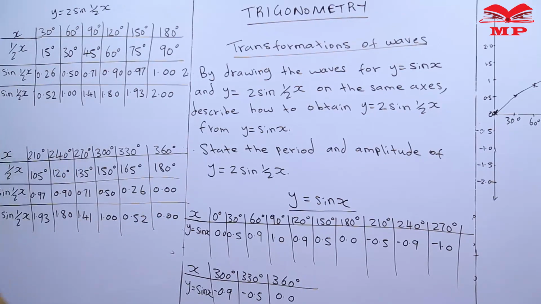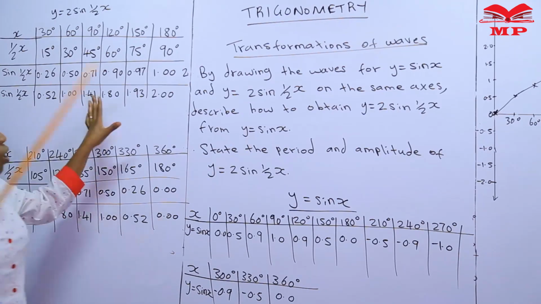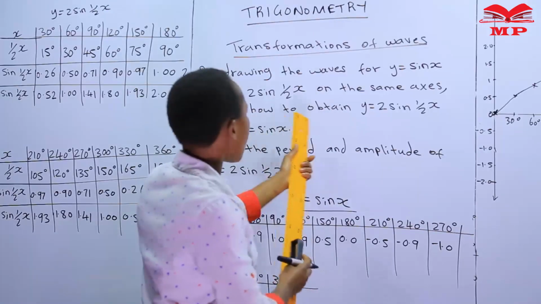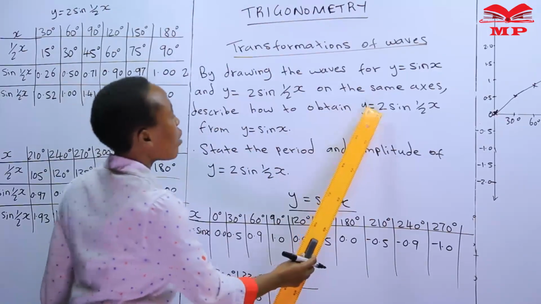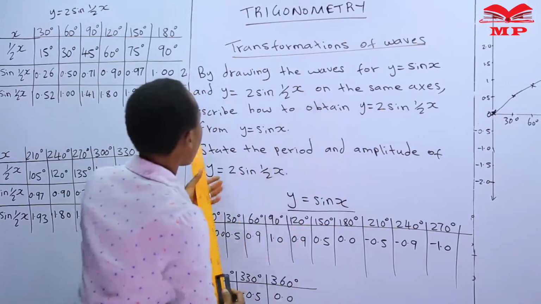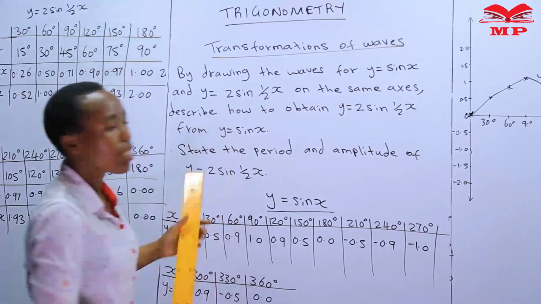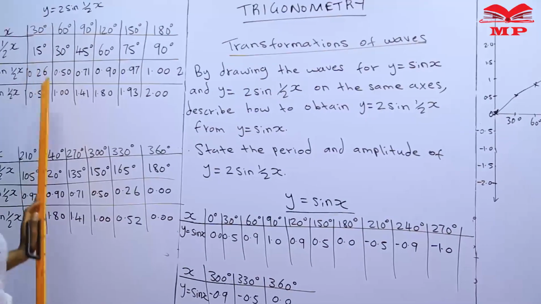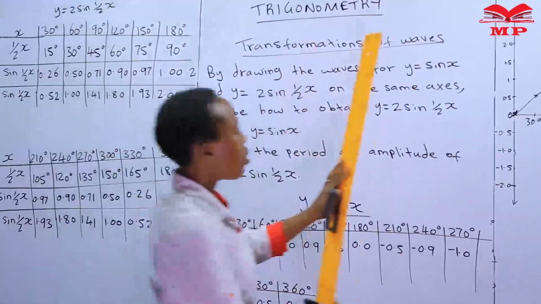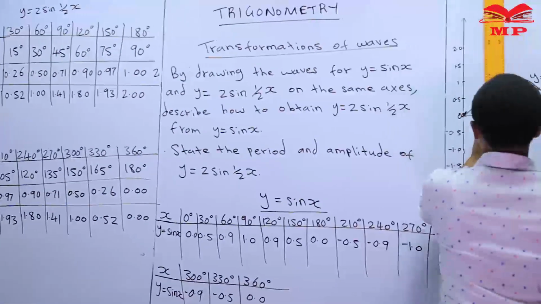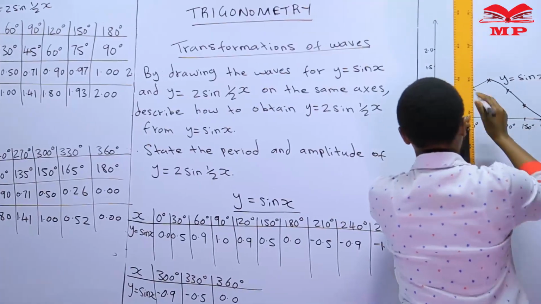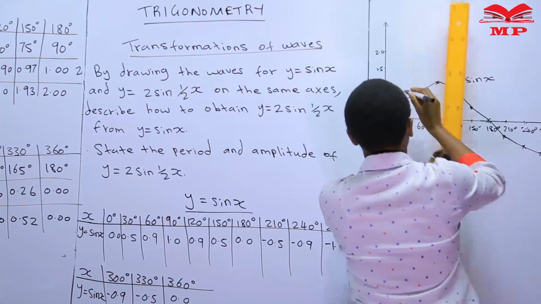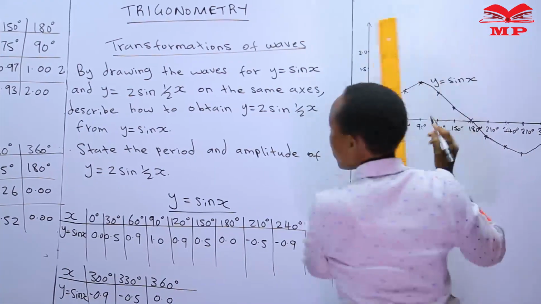With that, we need to plot the same on this same axis so that we can describe how y equals 2 sine a half x is obtained from y is equal to sine x. So we have here 30 degrees, 0.52. It's a bit higher than this at this point.